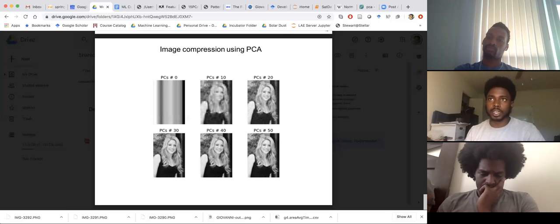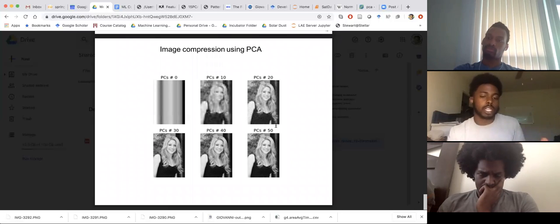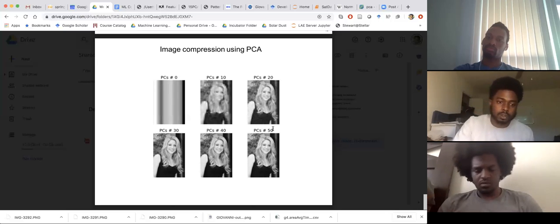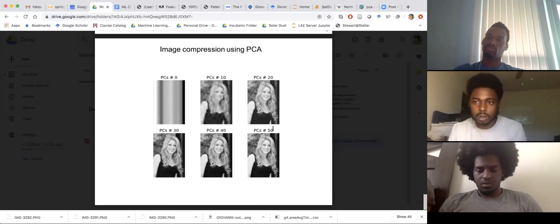People have different measures for how to choose the order they want. In this case, they chose the 50 principal components. Some people say they want to capture 90% of the information. There are other ways to define it, but again, choosing the number is more of an art than a science. It's experimental, and it's highly dependent on the application as well.